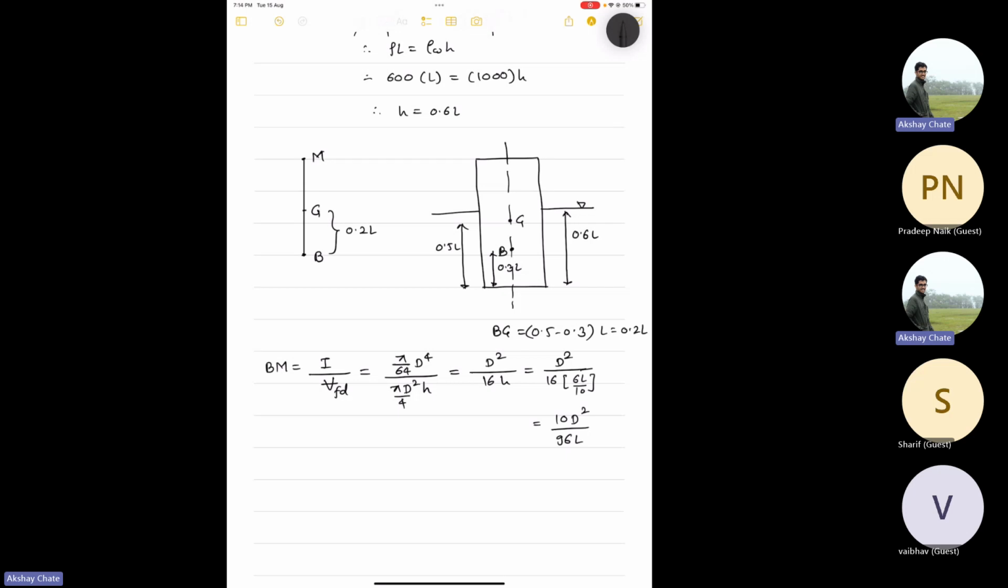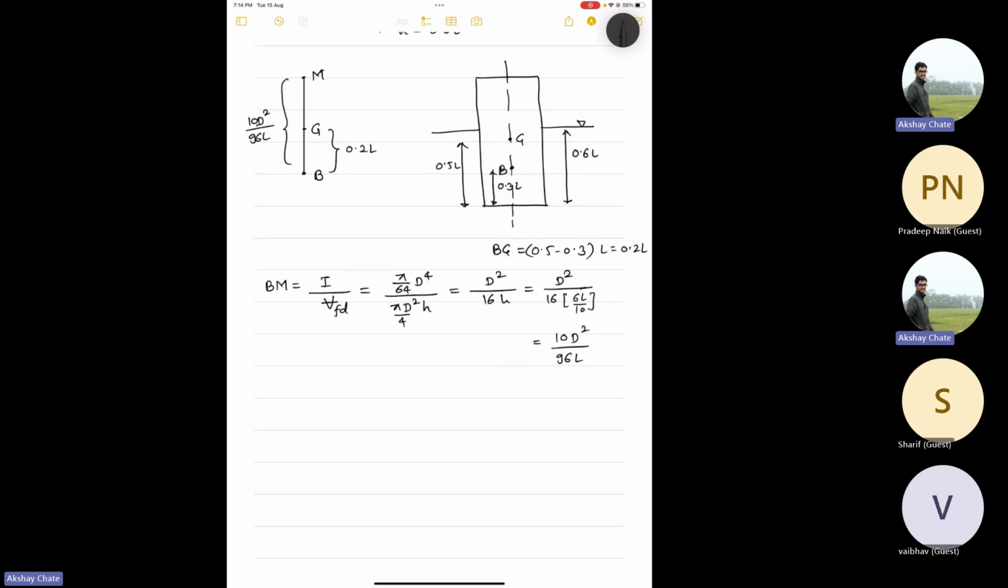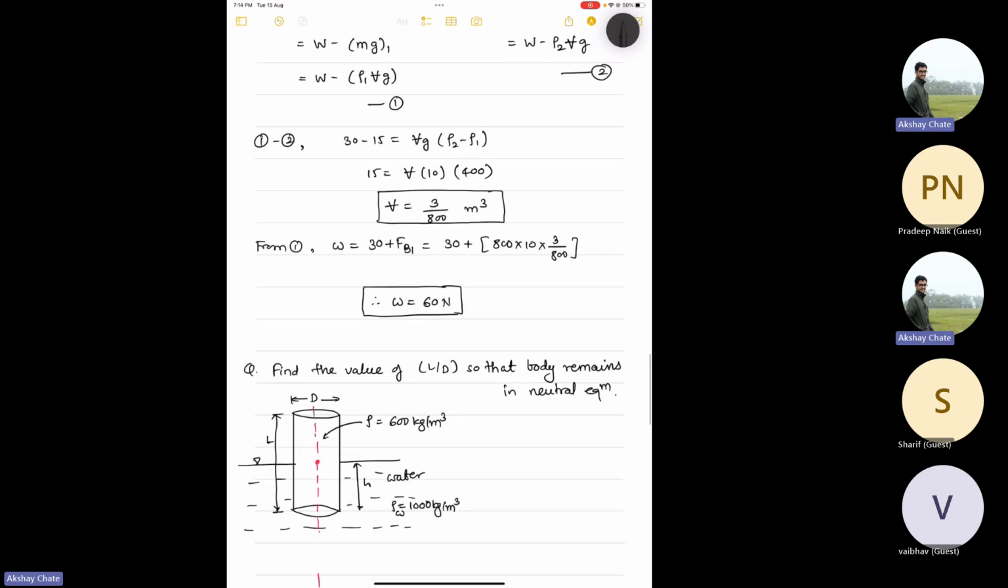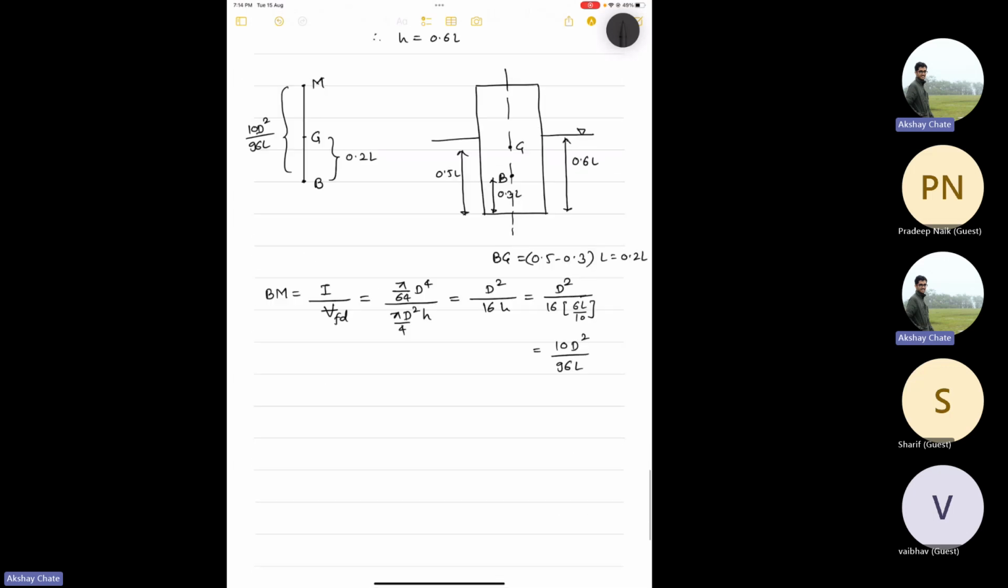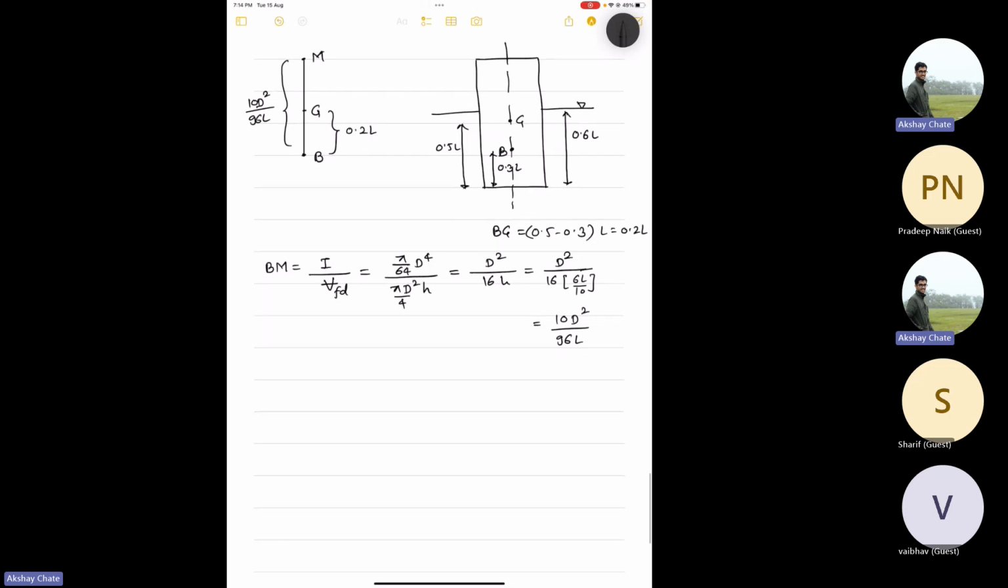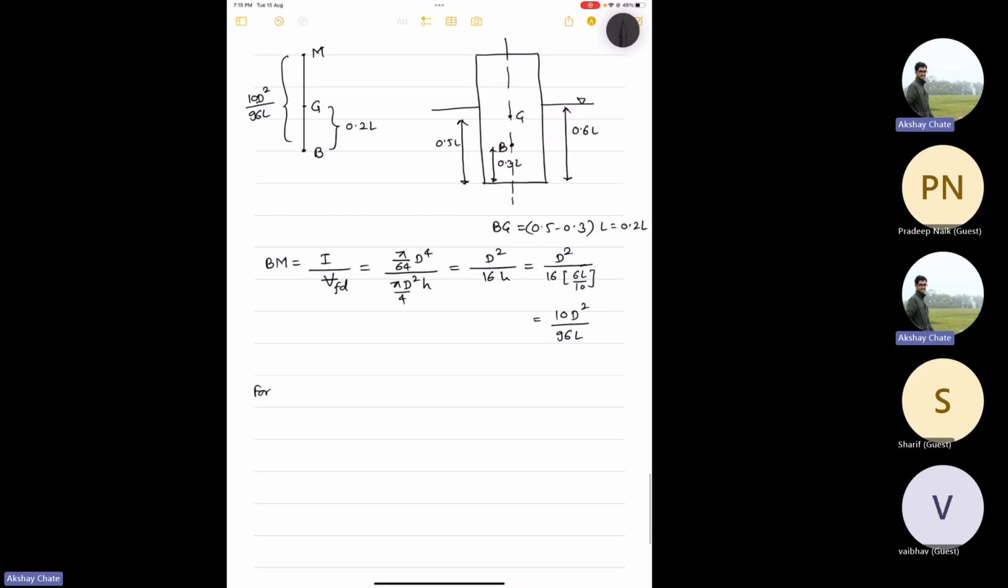Okay, and now you know this height also, BM, which is 10 d square by 96 L. Now see, in the question it is asked what is the condition for neutral equilibrium, right? But I can ask any type of question on this. I can ask what is the condition when you have stable equilibrium. So let's just solve the question. For neutral equilibrium, G and M points coincide.